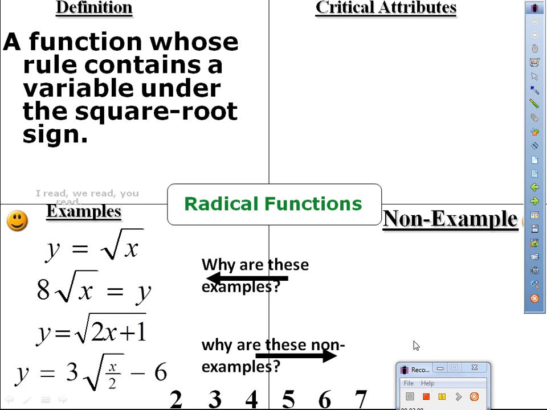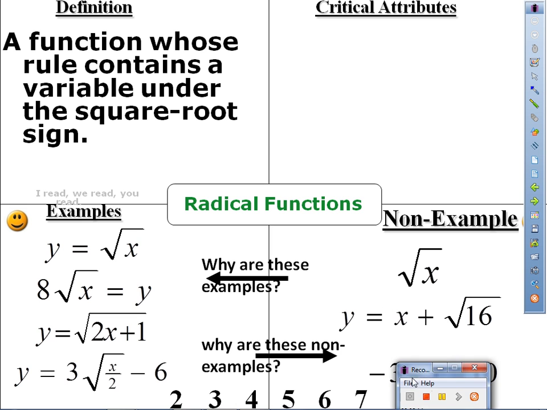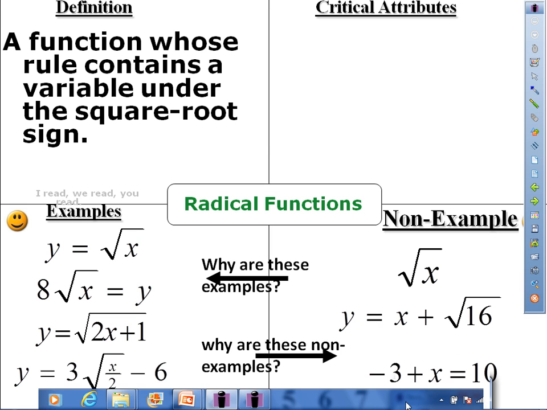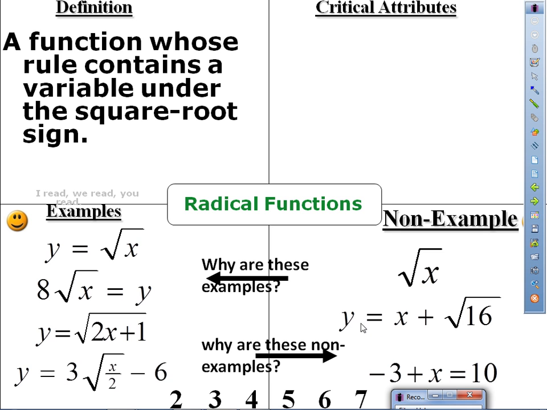Let's find out what is not a radical function. Here it is. We have square root of x, y equals x plus square root of 16, and negative 3 plus x equals 10. Now, according to the definition, we found out what radical functions are. Think about it. Why are these non-examples? Talk it over with your neighbor.